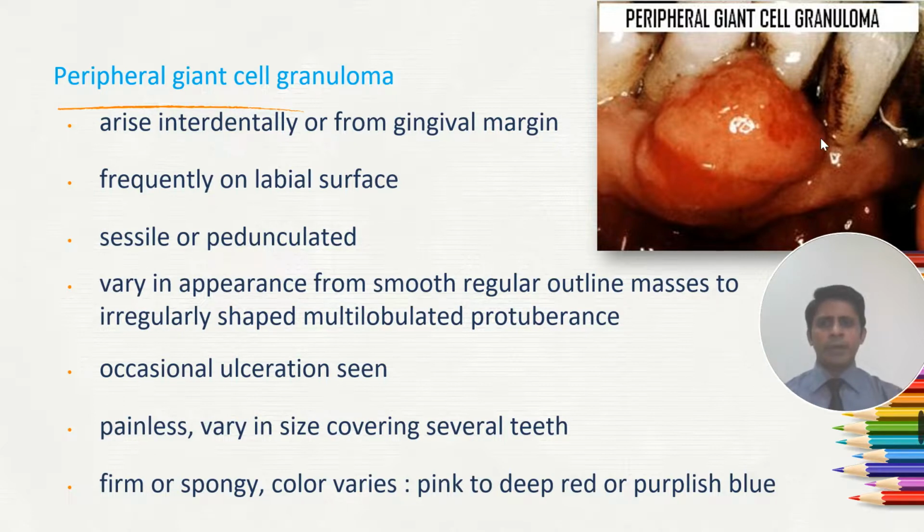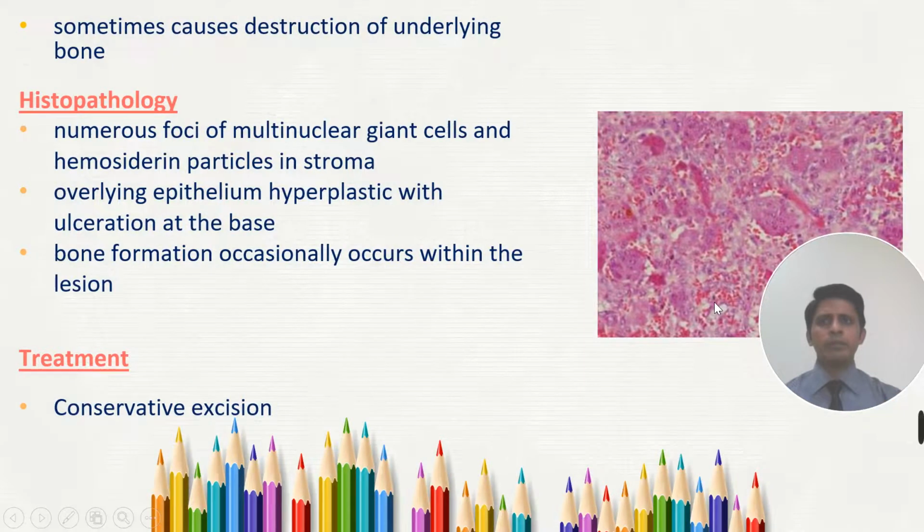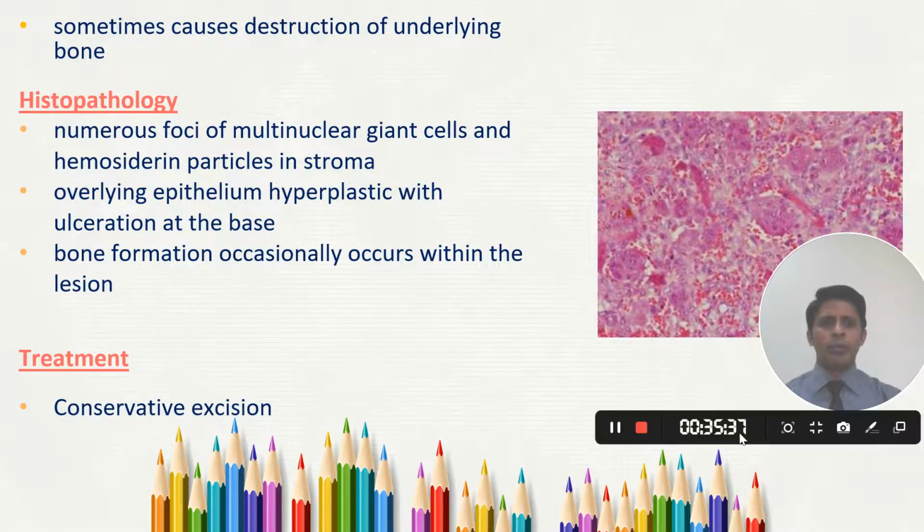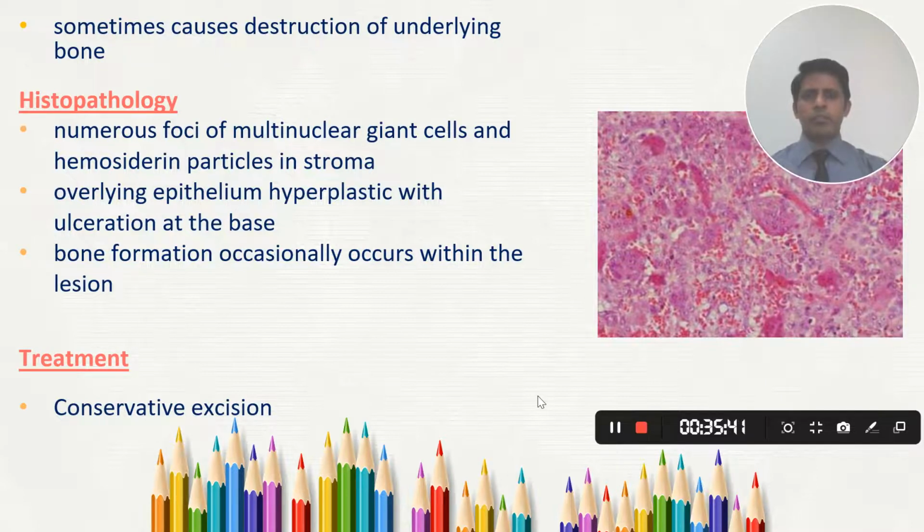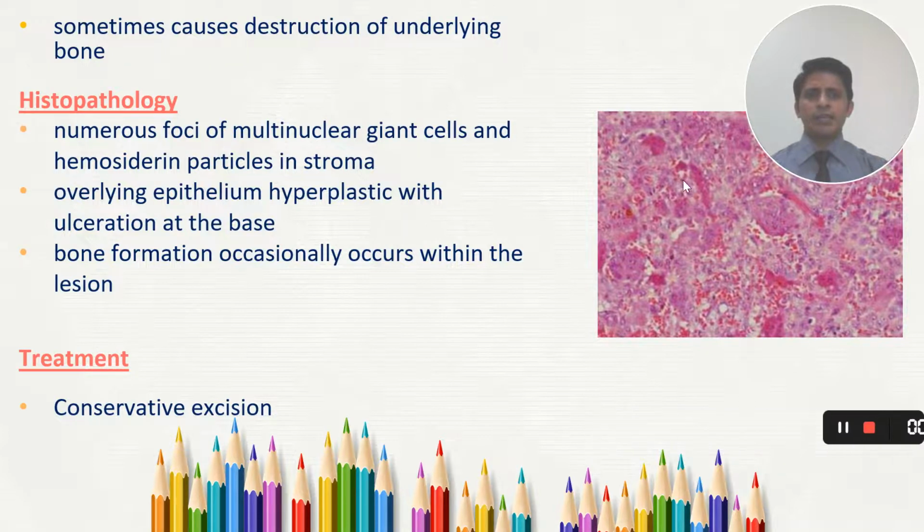It is painless, varies in size, covering several teeth. It is firm or spongy, and the color varies from pink to deep red or purplish blue. Sometimes it causes destruction of the underlying bone. The histopathology shows numerous foci of multinuclear giant cells and hemosiderin particles in the stroma.